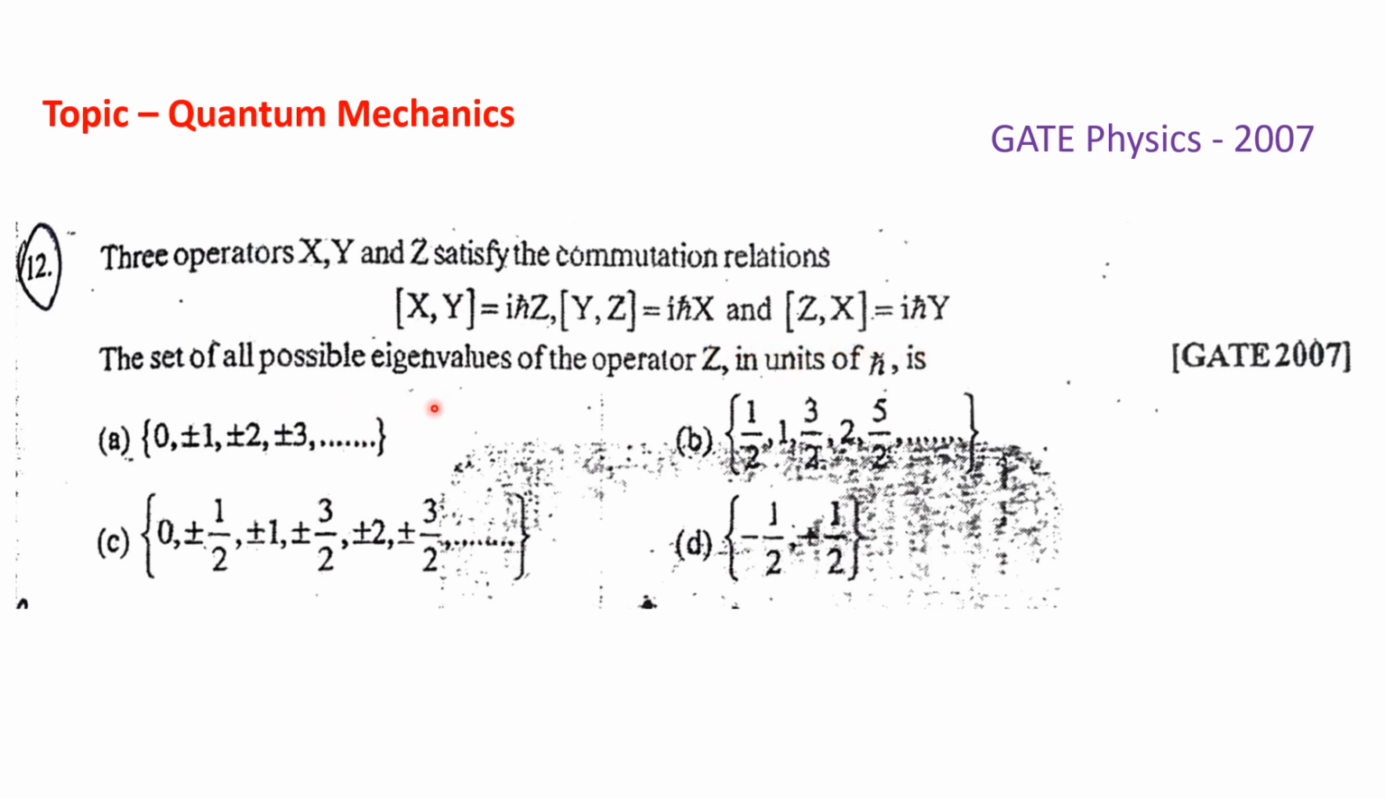The set of all possible eigenvalues of the Z operator in units of h cut is: option A, 0, plus minus 1, plus minus 2, plus minus 3 and so on. Option B, half, 1, 3 by 2, 2, 5 by 2 and so on. Option C, 0, plus minus half, plus minus 1, plus minus 3 by 2, plus minus 2, plus minus 5 by 2, and so on. And the last option, minus half, plus half. So let us see which option is correct for this question.